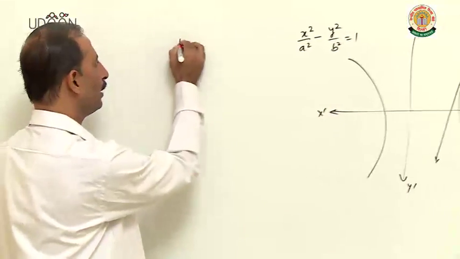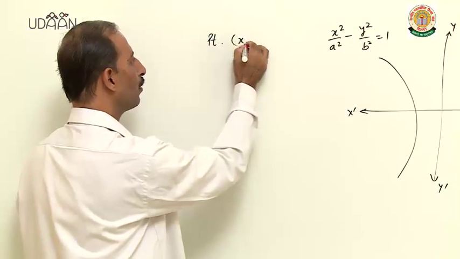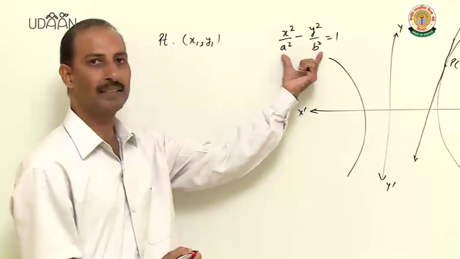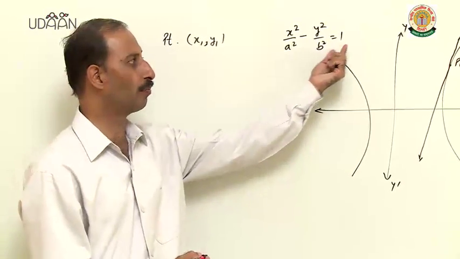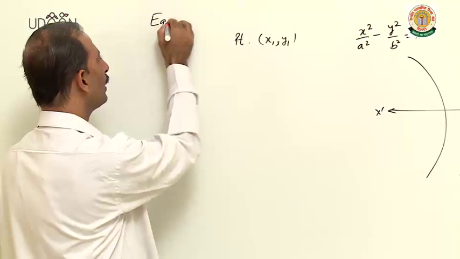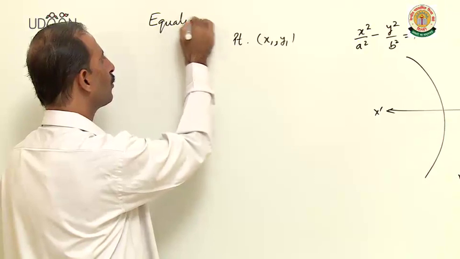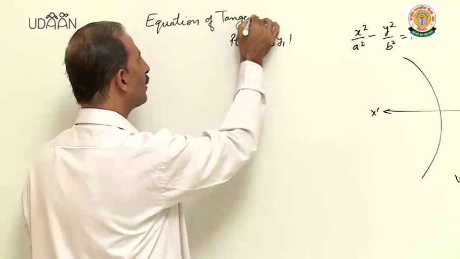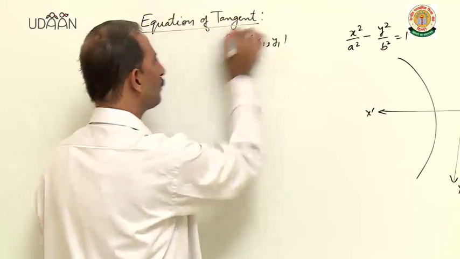So point is given x1, y1, and equation of hyperbola is given x squared upon a squared minus y squared upon b squared is equal to 1. We have to find out the equation of tangent. This is known as point form because point is given on the hyperbola.